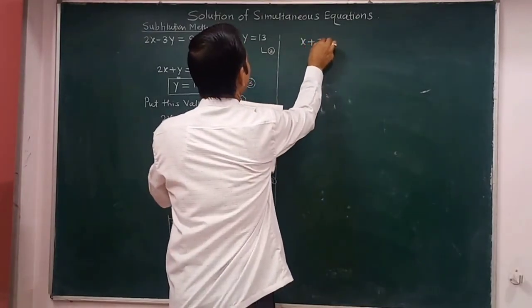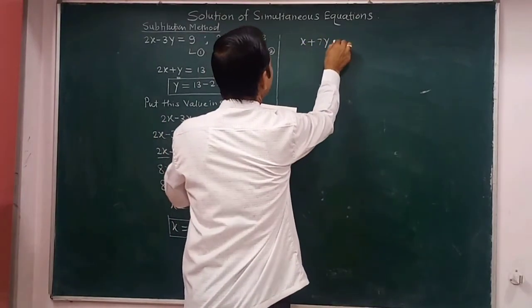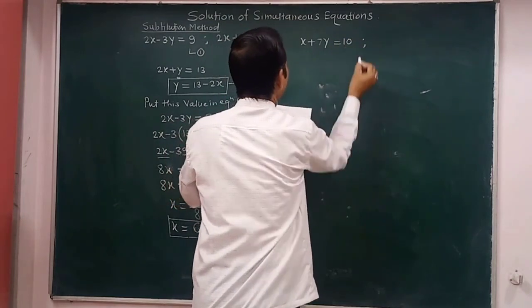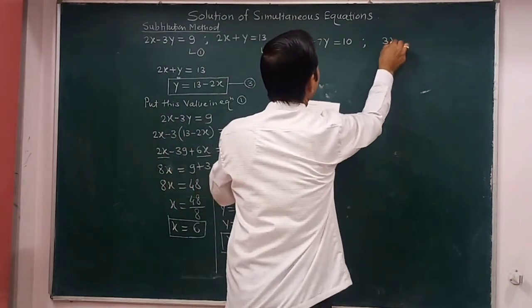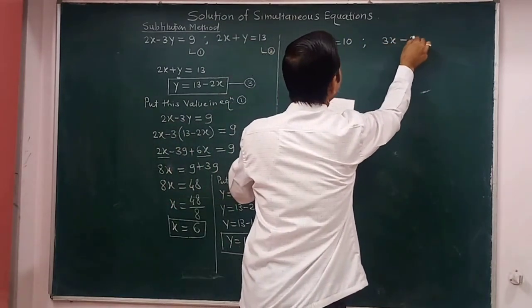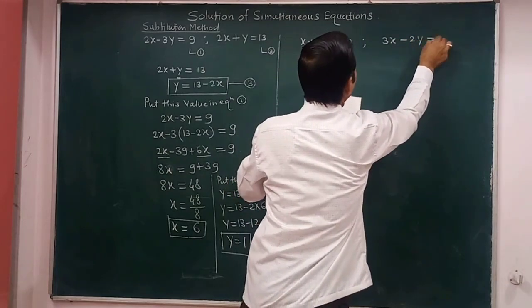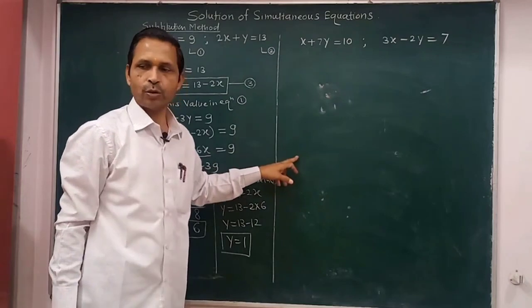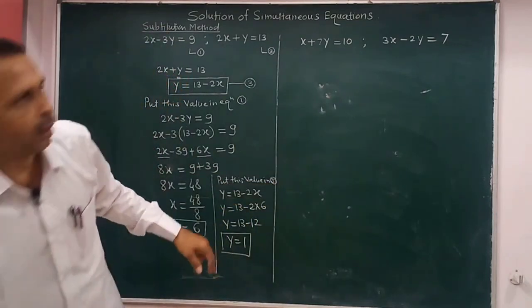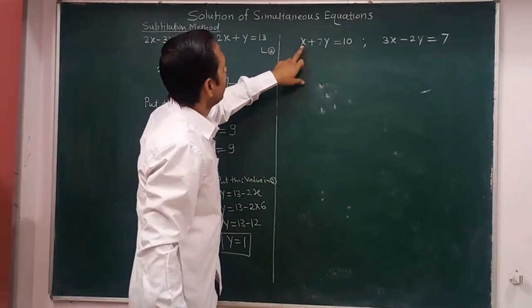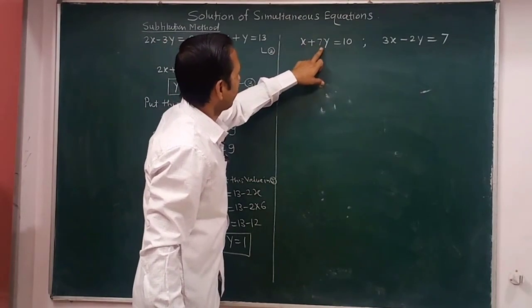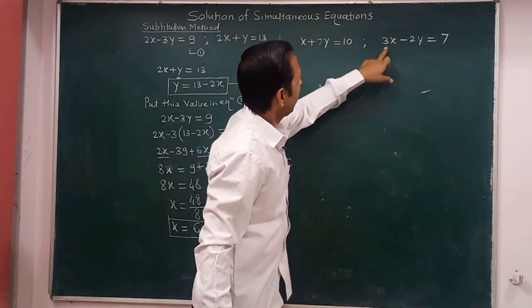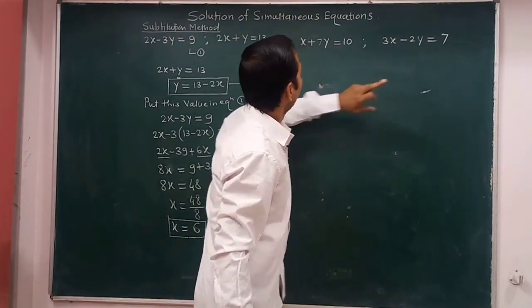x plus 7y is equal to 10, and another example is 3x minus 2y is equal to 7. Now by the elimination method we have to solve this example. Now how do we solve this? Here is x plus 7y, here is 3x minus 2y.